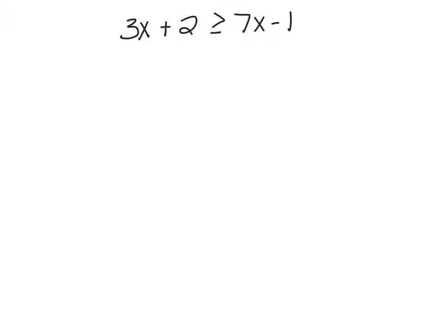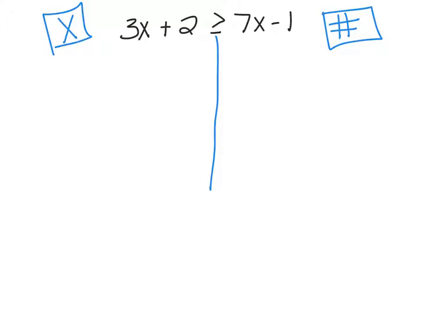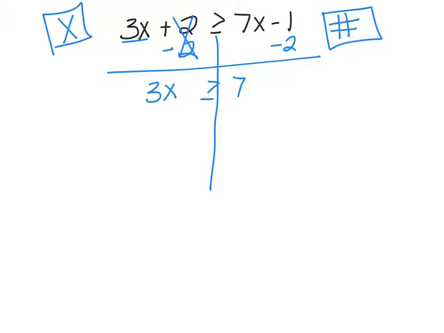Okay, when I do this, the inequality is just like an equal sign. Whatever I do to the left side, I do to the right side. My goal is to get all my variables on the left and all my numbers on the right. This is a variable, it's going to stay. The 2 is not, so I'm going to subtract 2 to its like term. That cancels, and I have 3x greater than or equal to 7x minus 3.